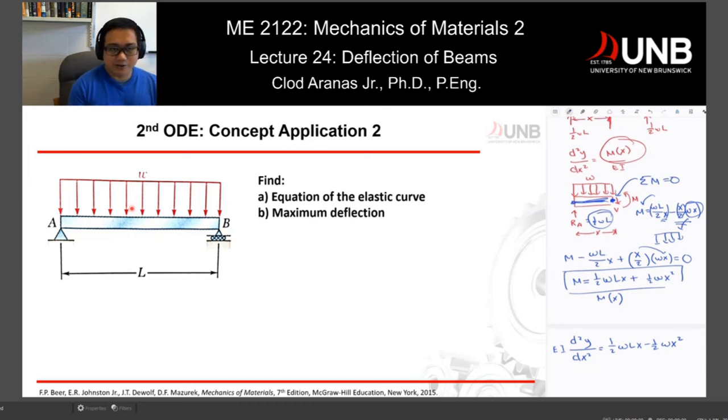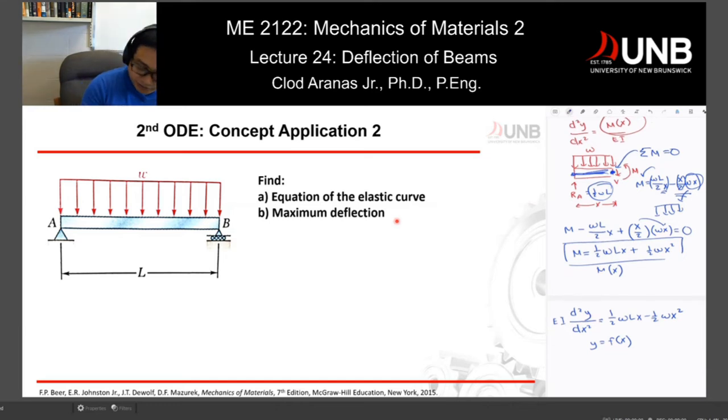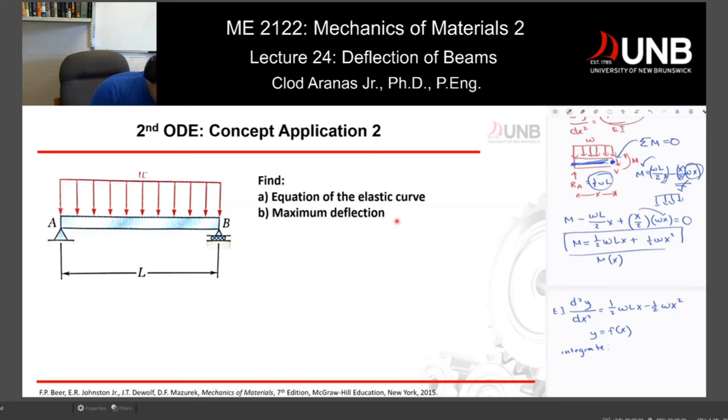Now I want to determine my slope and deflection, because we are talking about the equation of the elastic curve. So we want y as a function of x. So I have to integrate twice. Let's try to integrate twice and not worry about C1 and C2 for now. So let's integrate that equation there.